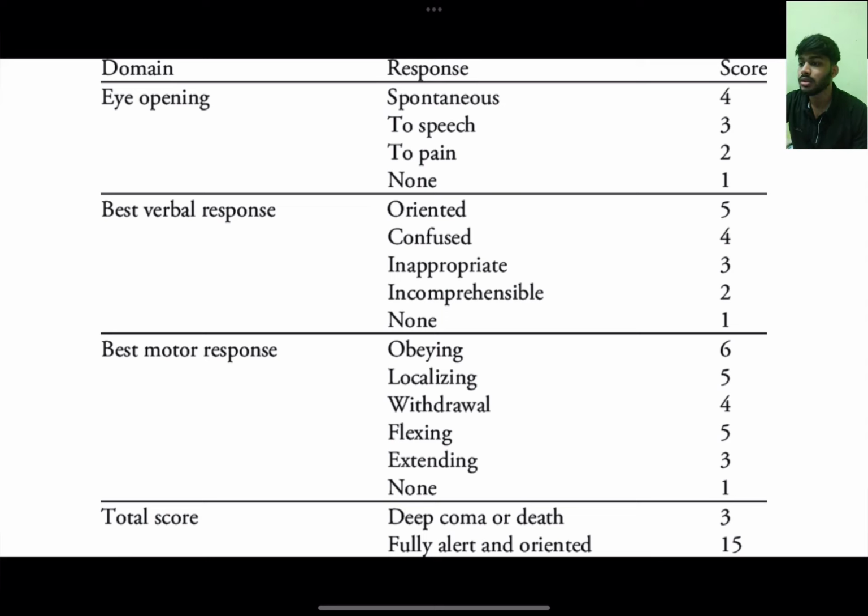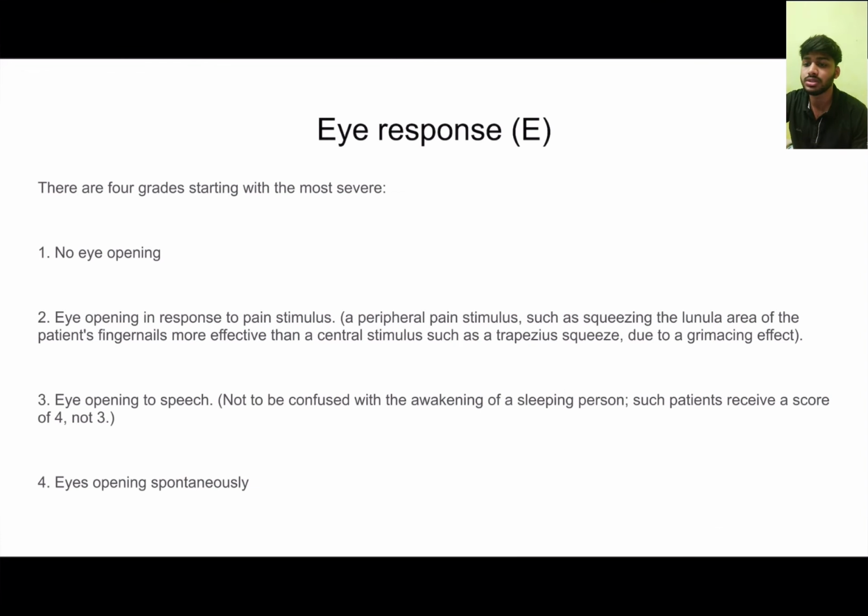Eye response. There are 4 grades, starting with the most severe: no eye opening; eye opening in response to pain stimulus, a peripheral pain stimulus such as squeezing the lunula area of the patient's fingernails, or a central stimulus such as a trapezius squeeze, which is more efficient due to the grimacing effect; and eye opening to speech, not to be confused with the awakening of a sleeping person. Such patients receive a score of 4 for eyes opening spontaneously.